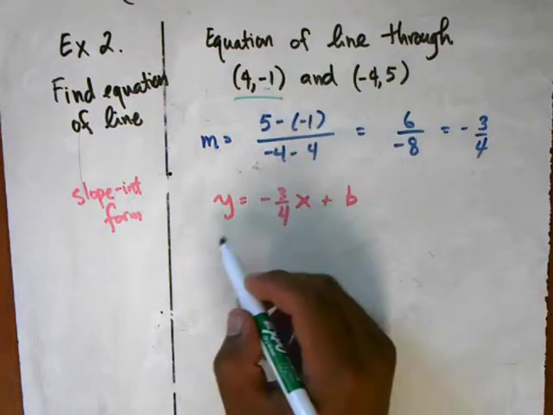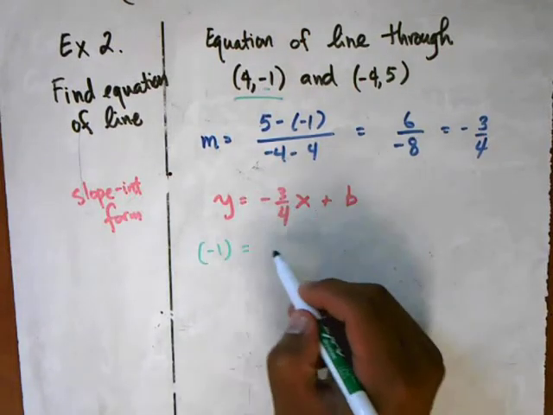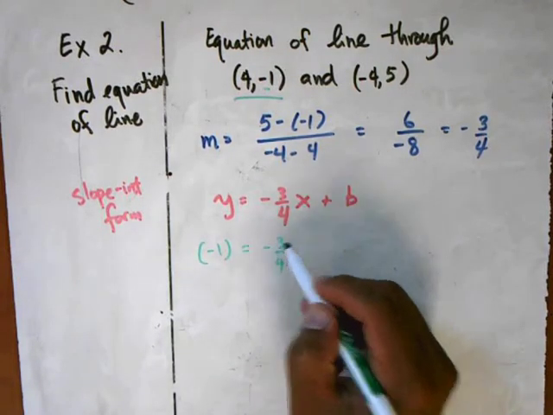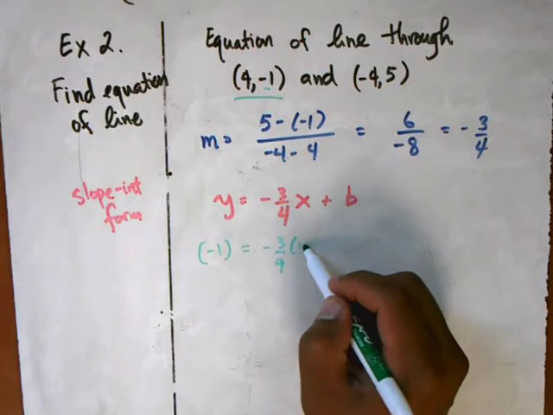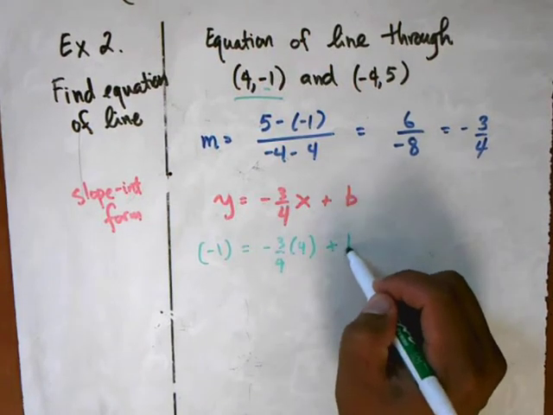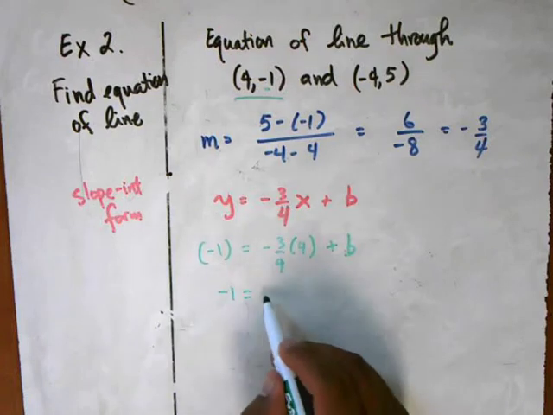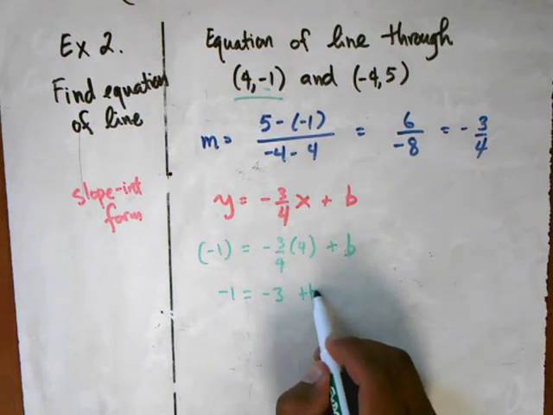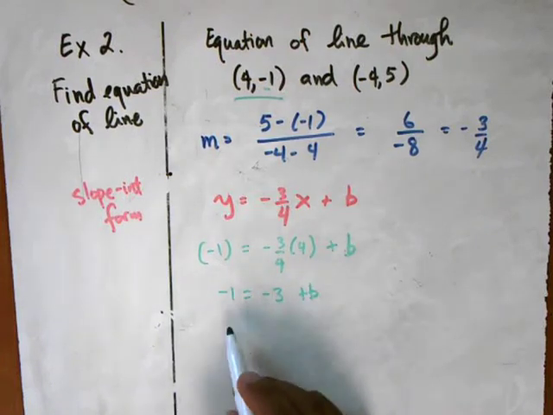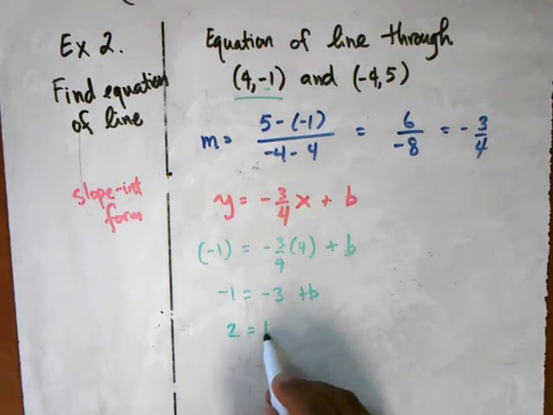and I'm going to substitute -1 in for y. -3/4 is still my slope, +4 in for x, and I'm going to solve for the variable b. So this gives me -1 is equal to -3 plus b, which means that when I add 3 to both sides, I get 2 is equal to b.